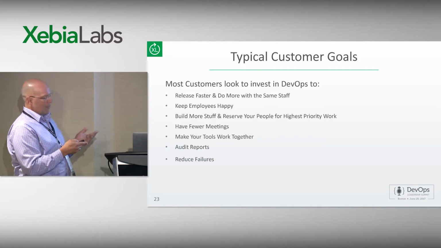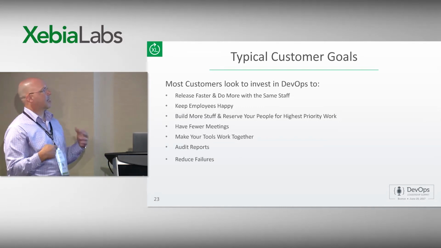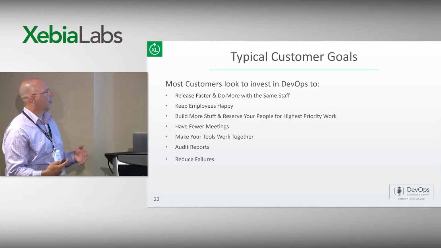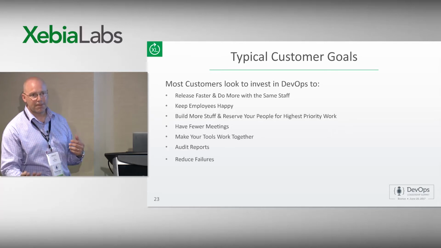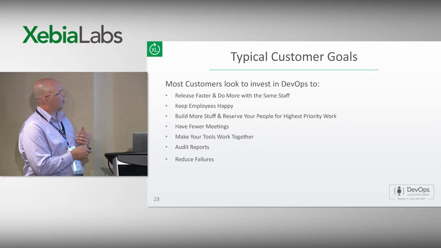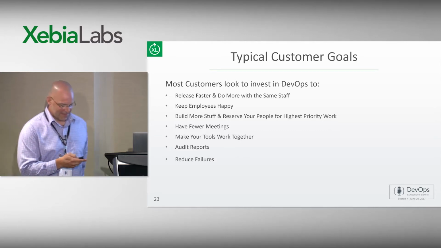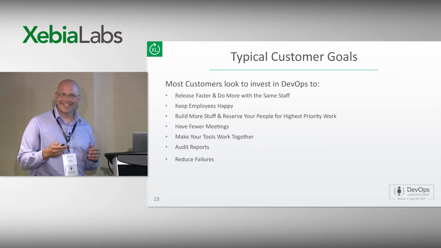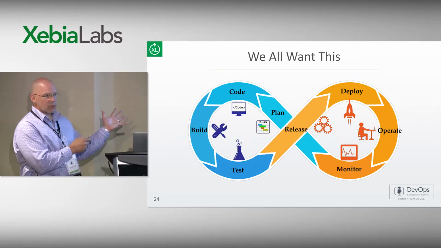But I can imagine for most people in the room, these are the types of goals you would all agree people are looking to solve in their organization, right? They want to release more. They want to keep employees happy. By the way, do you ever notice how often these things down here tend to be higher than keeping employees happy? I don't know why that is. But auditing, reducing failures. What was that? Okay, so this is what folks are looking for.